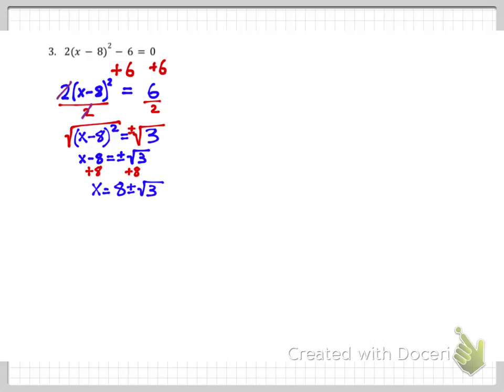Now we could write that out in 2 separate equations. We could write 8 plus the square root of 3 and 8 minus the square root of 3, and that would not be wrong, but it's also okay to leave it like that.